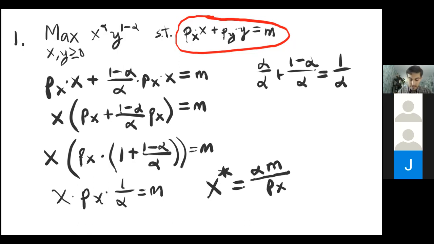Part of that is because this is a Cobb-Douglas function: x to the alpha times y to the 1 minus alpha. Very nice properties those functions have. Okay, but we're not done. We should also say what y star is. What is y star?